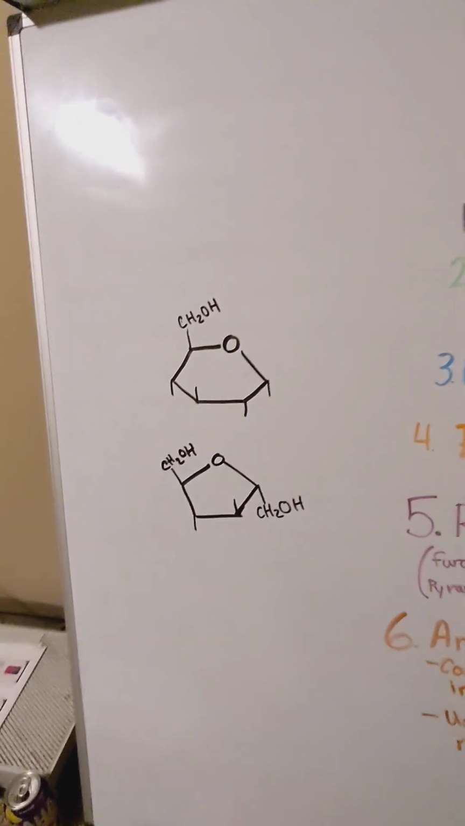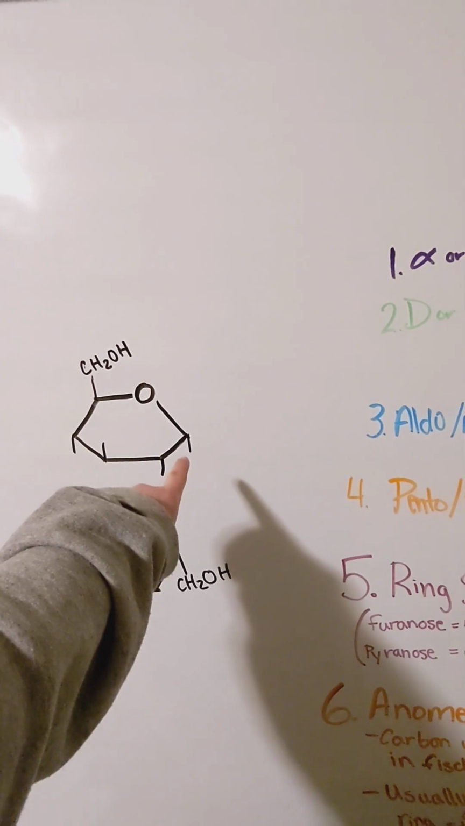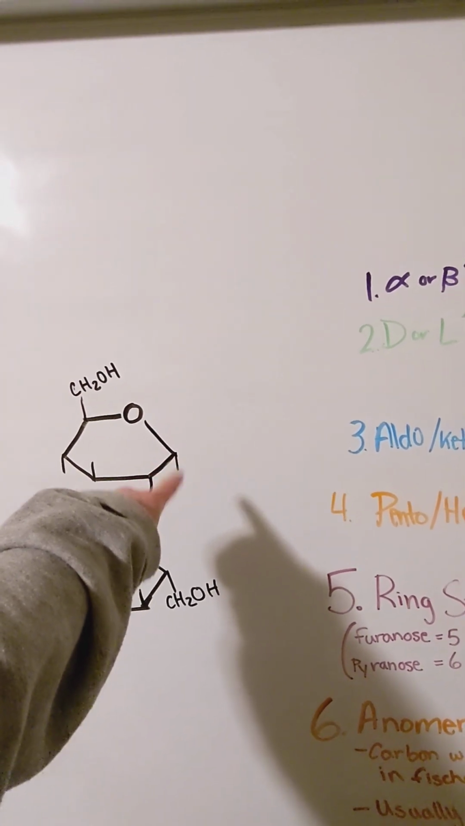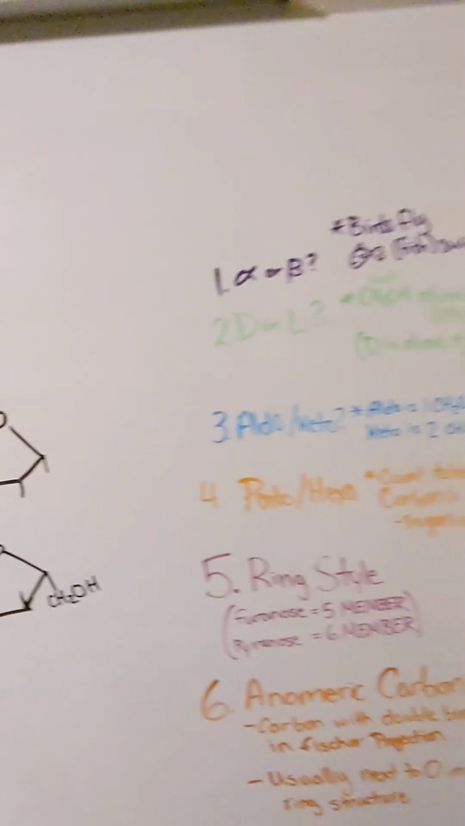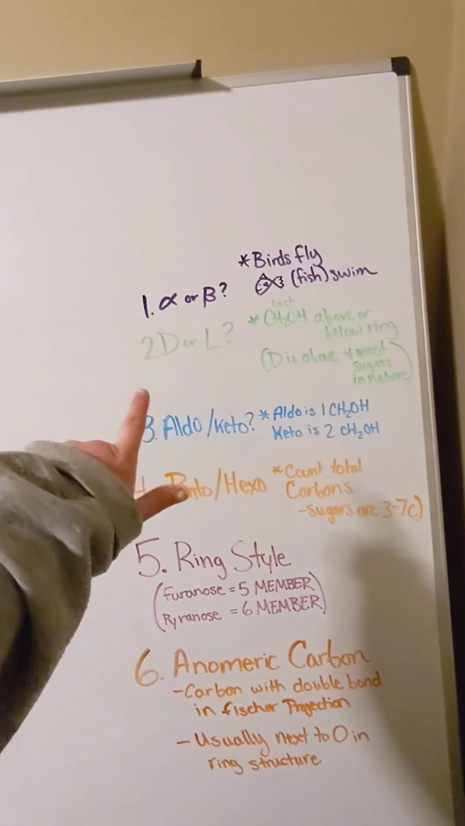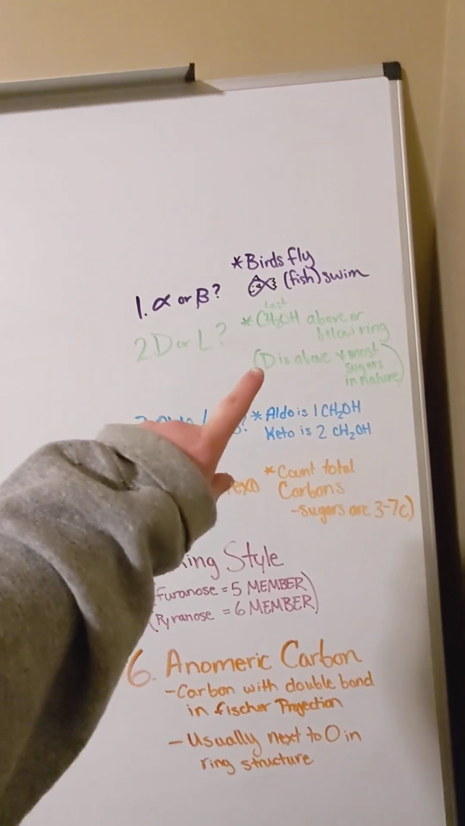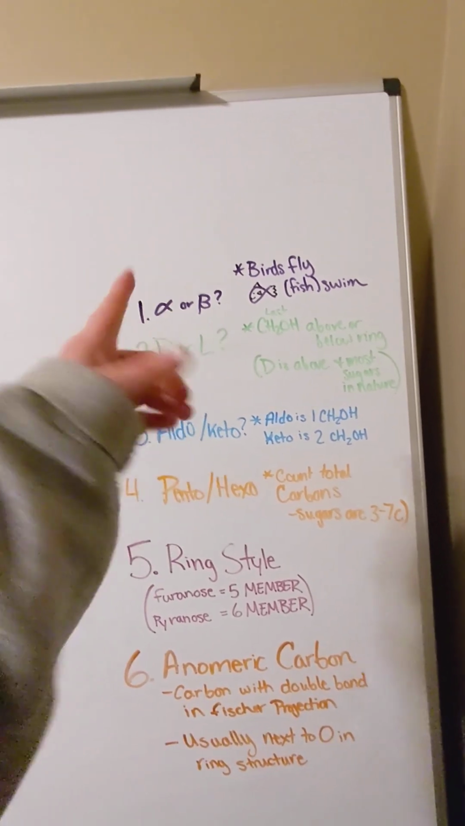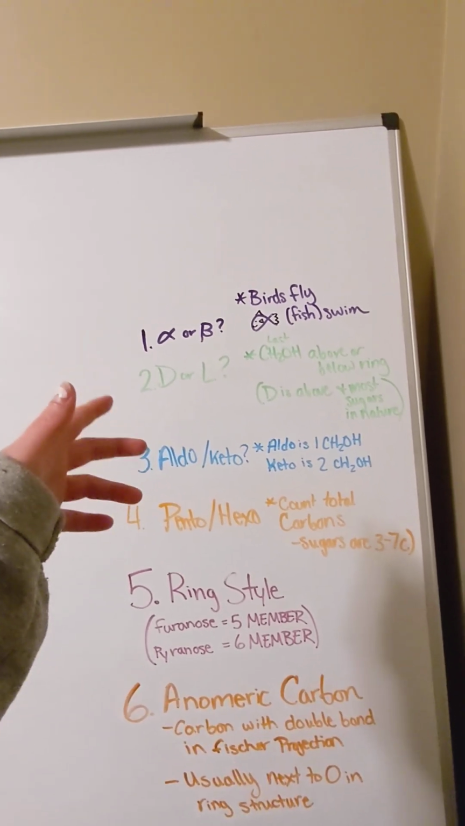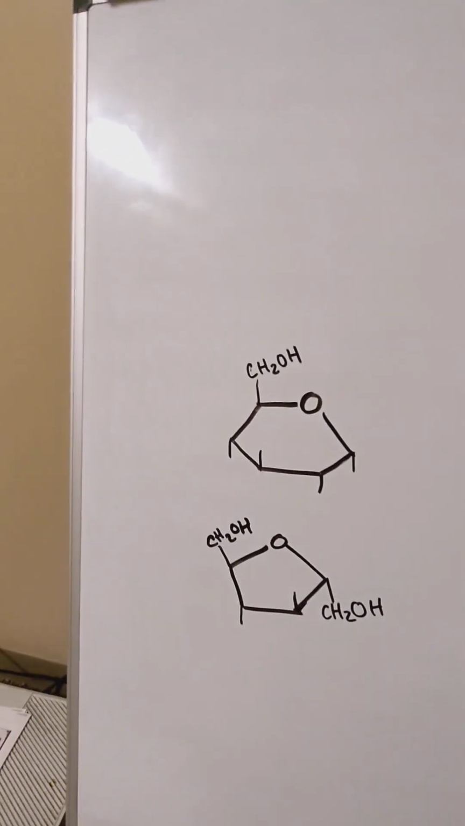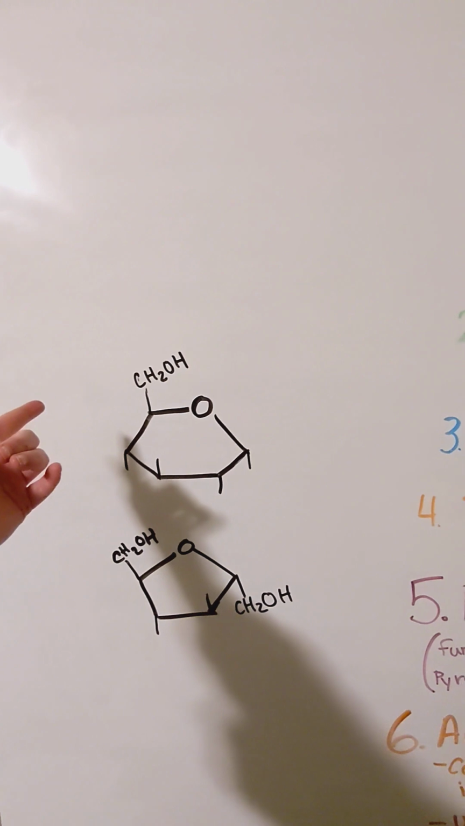If we look at our first structure here, this one is glucose. This would be that carbon that we're looking at, and that OH group is pointing down. Fish swim, so this would be alpha. Our second step is to determine if it's D or L. We look at the last CH2OH group and determine if it's above or below the ring. If it's D, it's above the ring, and most sugars in nature are going to be D. Going back to our glucose example, it is above the ring, so it's going to be D.